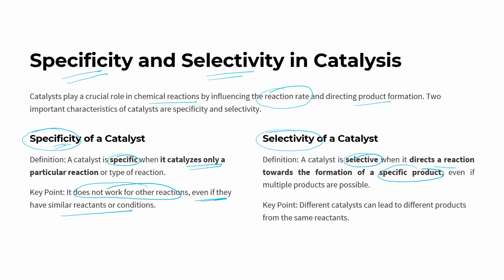Again, to repeat, a catalyst is selective when it directs the reaction towards formation of a specific product, even if there is a possibility of formation of multiple products. So theoretically speaking, different products could have been formed, but the catalyst would allow formation of only one specific product. It is important to note over here that different catalysts can form different products. But once you select a specific catalyst, it is going to always form a specific product. Such catalysts are called selective catalysts. Let us understand this by taking a few examples.